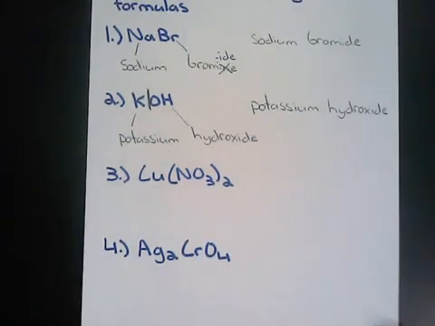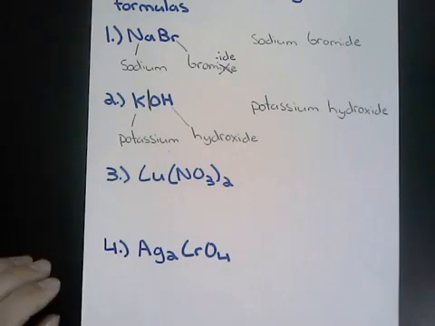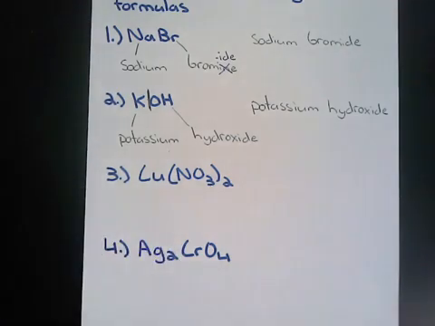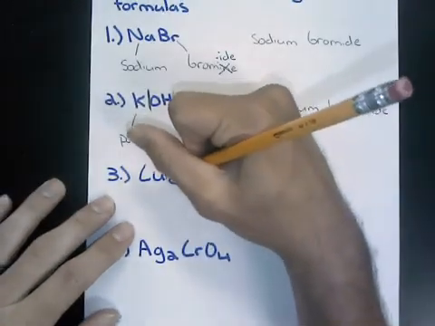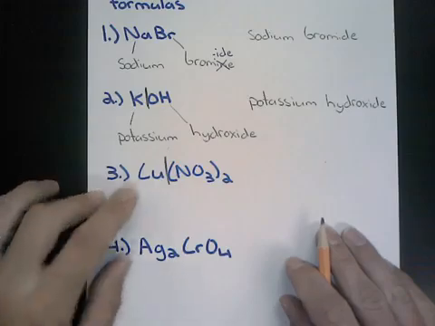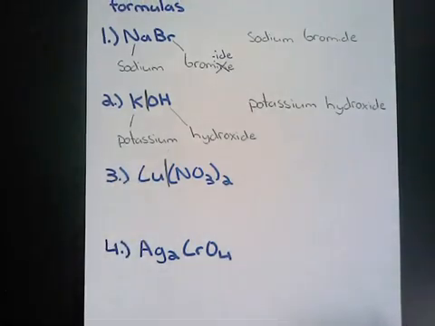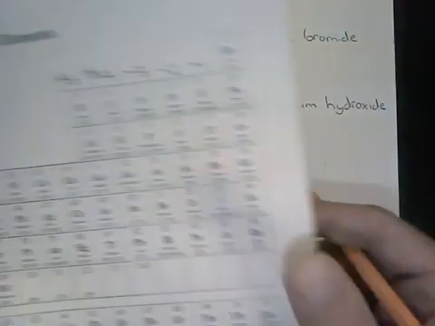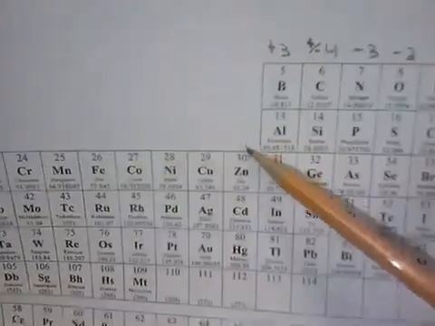Now we come down here to our third example, and that is Cu(NO3)2. The first thing here, that should be a dead giveaway that I know where my polyatomic ion is, is that it's in parentheses. You can make your dividing line right there. We need to look up what is the element Cu. So we look for Cu. The element is copper.